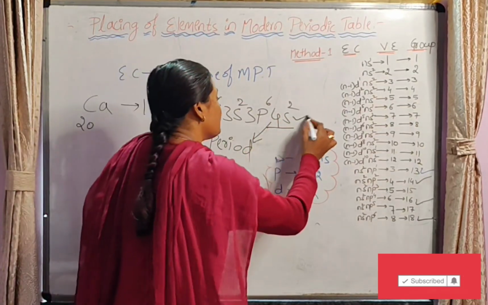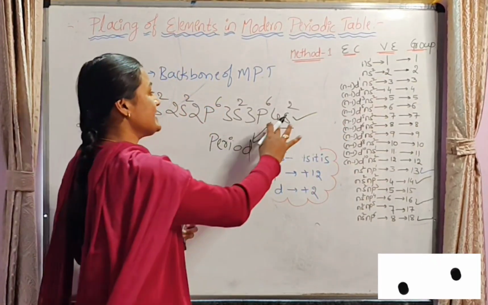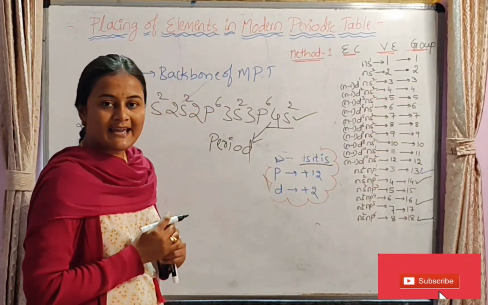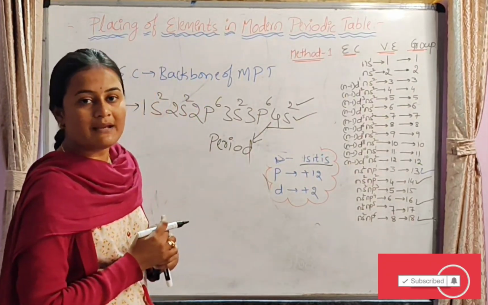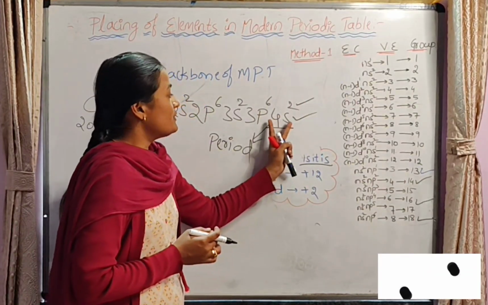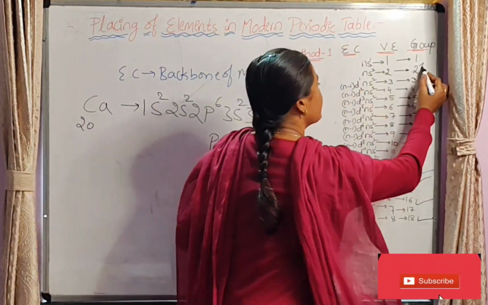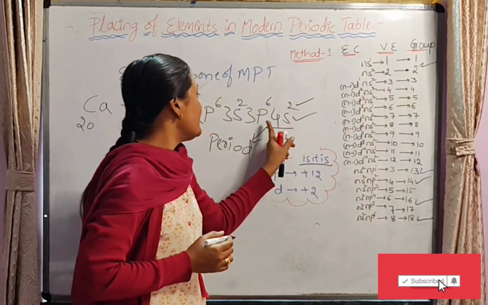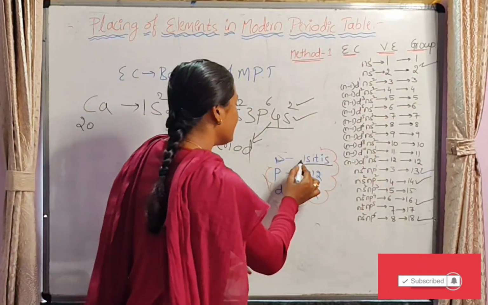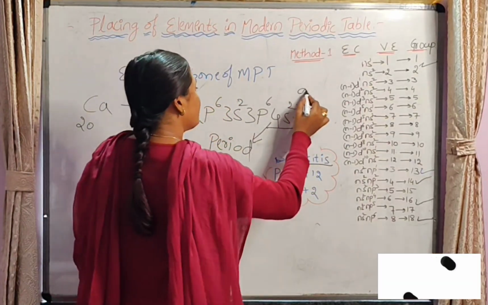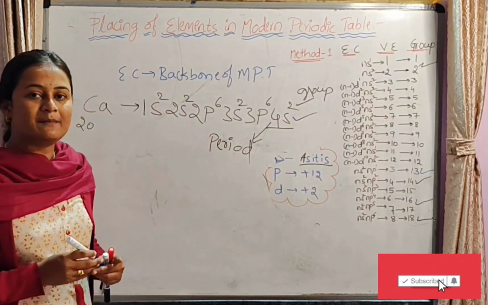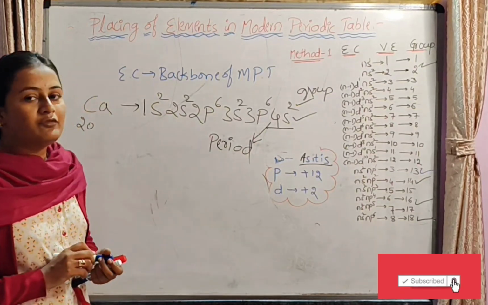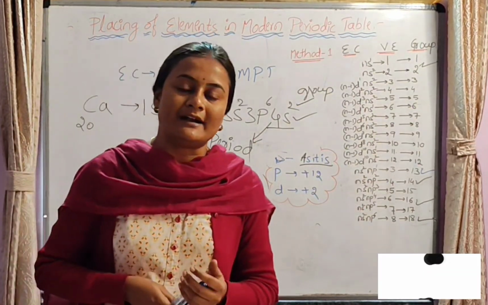And here the subshell or the orbital is the s orbital. If s orbital is there, then take it as it is, which means that it belongs to the 2nd group. Or see here, ns2 means 2nd group. If s orbital is there, then take it as it is. Here it belongs to the 2nd group and 4th period. Calcium belongs to the 2nd group and 4th period in the modern periodic table.